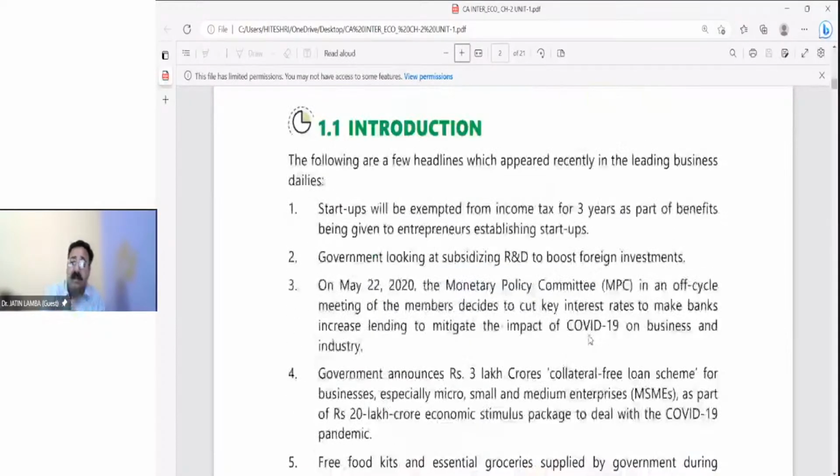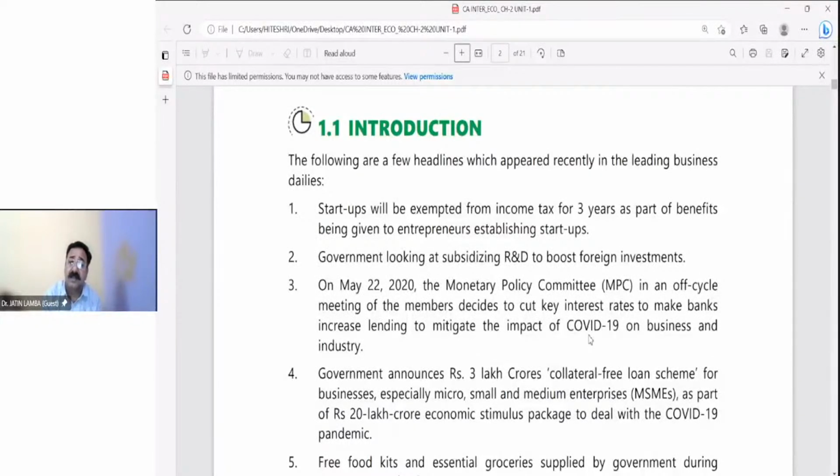First of all, in the introduction, the following are a few headlines which appeared recently in the leading business dailies, right? A leading business newspaper has some headlines. Why are these headlines given? Because from this you will get a better understanding of the idea of public finance.